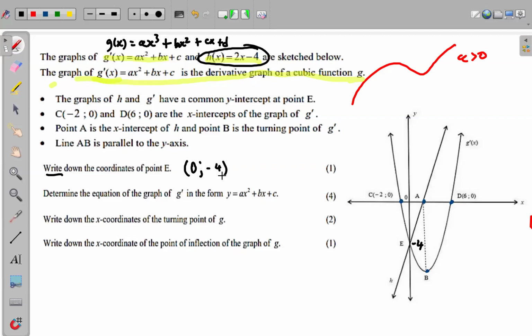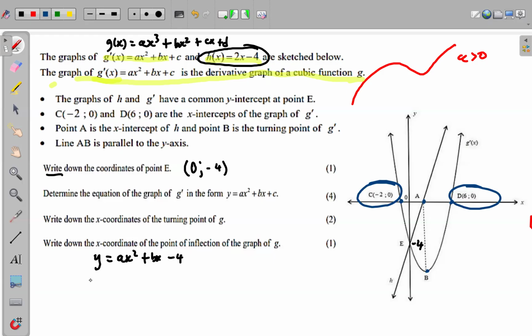Determine the equation of the graph of g prime, the graph of the derivative, in other words, in the form ax squared plus bx plus c. So as I have said, we kind of have the value of c already. There's two ways to do this, by the way, but I'm just going to use the simultaneous route. It seems quite easy for me because I already know that I've got ax squared plus bx minus 4. So I might as well create two equations and solve for a and b simultaneously. And I'm going to create those two equations by using the intercepts.